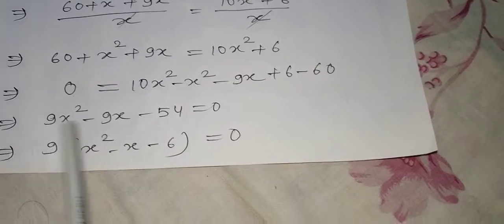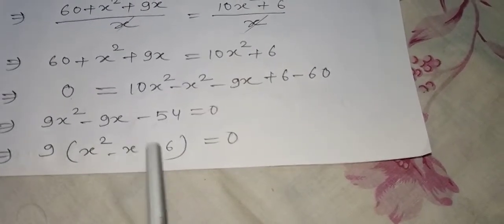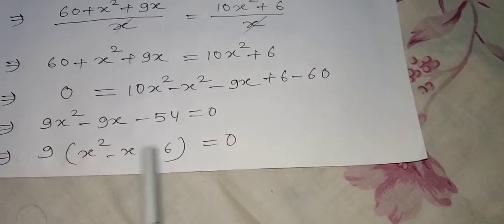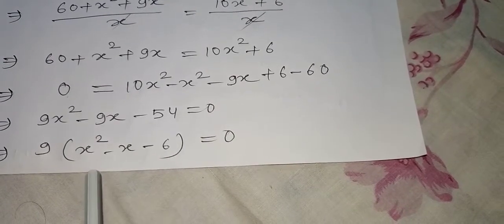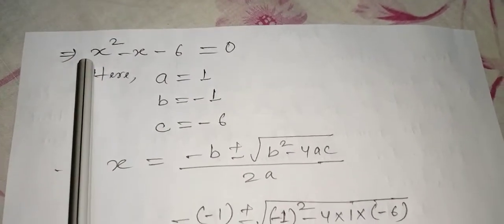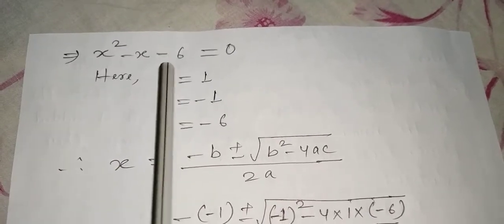Now from these numbers, 9 is common. So when I took 9 common, x square minus x minus 6 remains in the bracket equal to 0, because 9 times 6 is 54. Now this 9 will divide 0 and become 0 only. So our result will be x square minus x minus 6 equal to 0. That is what I have written here. So now this is the quadratic equation form. You know a is 1, b is minus 1, c is minus 6.